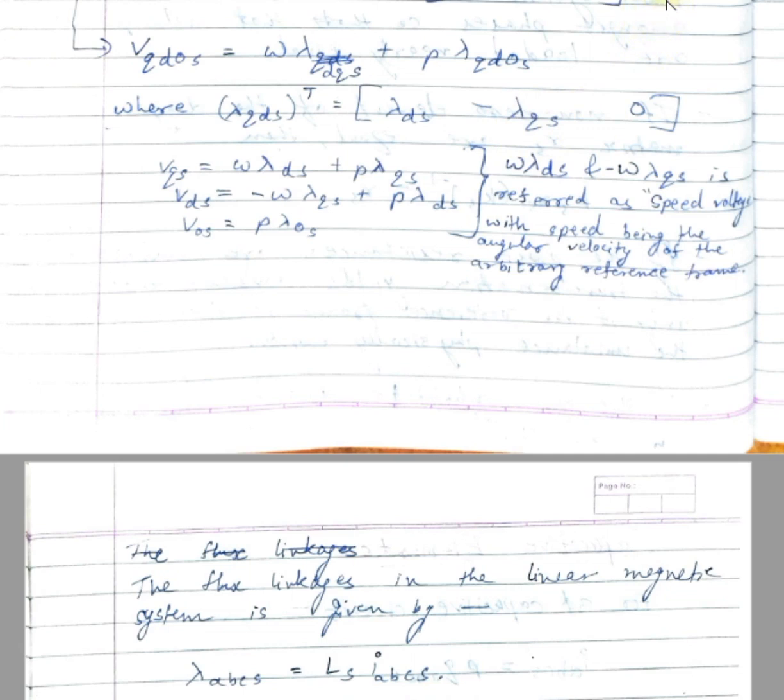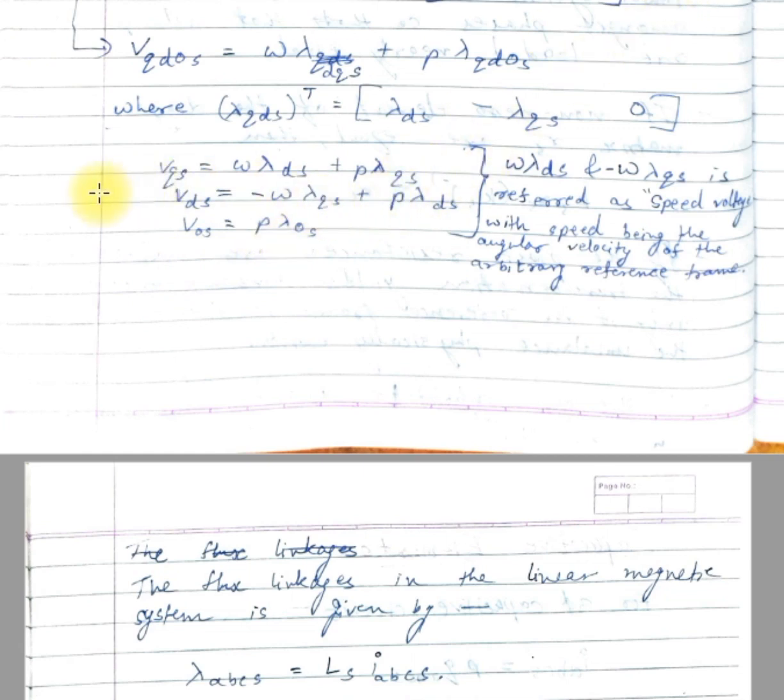So the equations are often written as V of Qs is equal to omega into lambda ds plus p into lambda Qs. V of ds is equal to minus omega into lambda Qs plus p into lambda ds, and V of 0s is equal to p into lambda of 0s.